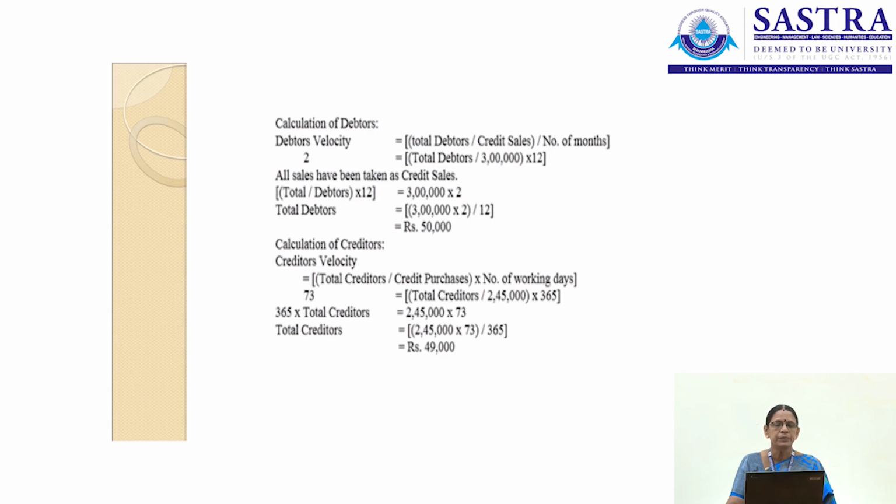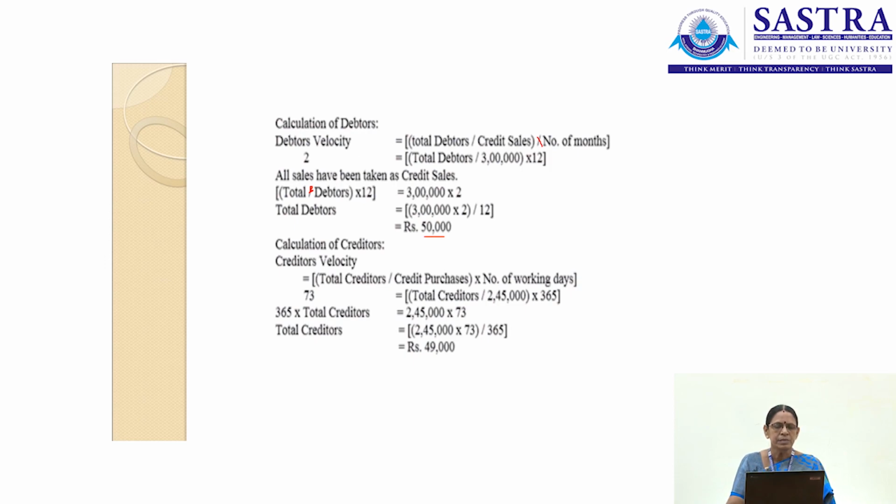Calculation of debtors. Debtors velocity is total debtors divided by credit sales into number of months. 2 is equal to total debtors divided by 3 lakhs into 12 months. All sales have been taken as credit sales. We assume all the sales as credit sales. Now total debtors into 12. 3 lakhs into 2. Total debtors is 3 lakhs by 2 by 12 will get 50,000 rupees.